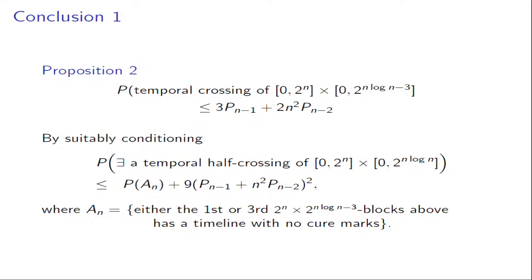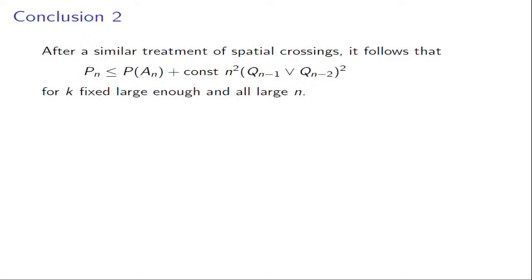And so now we do the same for the lateral crossings. This is just the temporal crossing, and we do the same for lateral crossing. And this is the last slide. So we get this recursion here, and now we multiply everything by n. Remember, we want n times Pn going to 0. So we get this recursion here now. So it's a trivial thing.